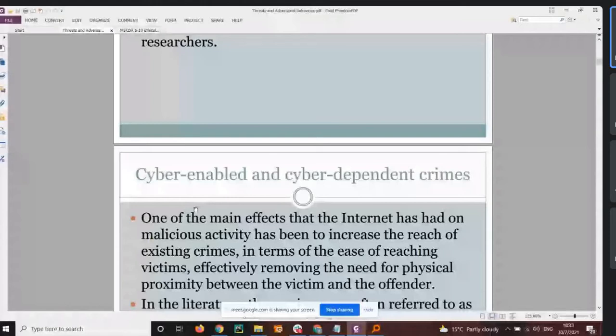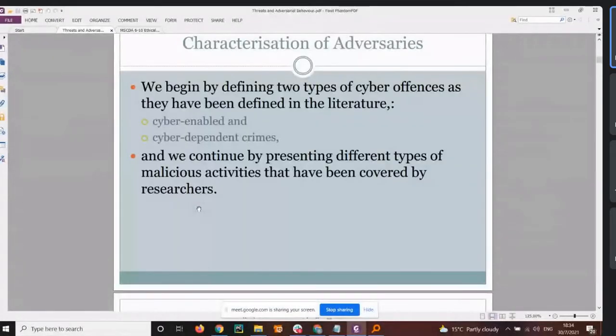What are cyber-enabled crimes? They rely on technology, but in many cases they can be performed in the absence of technology. Even without a computer, you can still possibly perform an attack. With cyber-dependent crimes, without technology you can never have these crimes existing. You can never have these crimes happening.